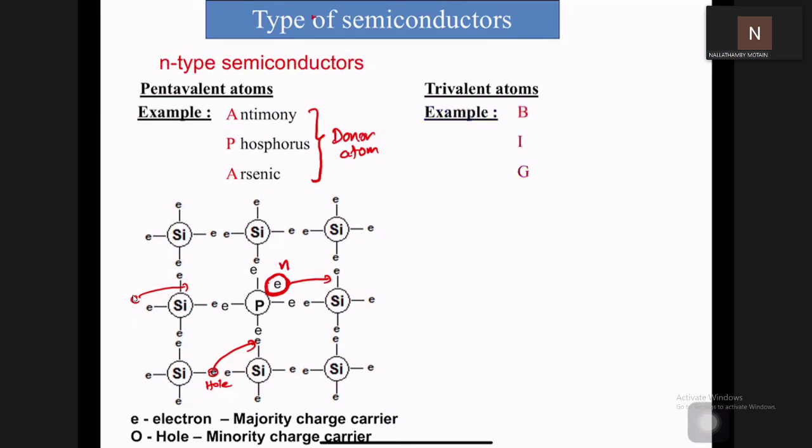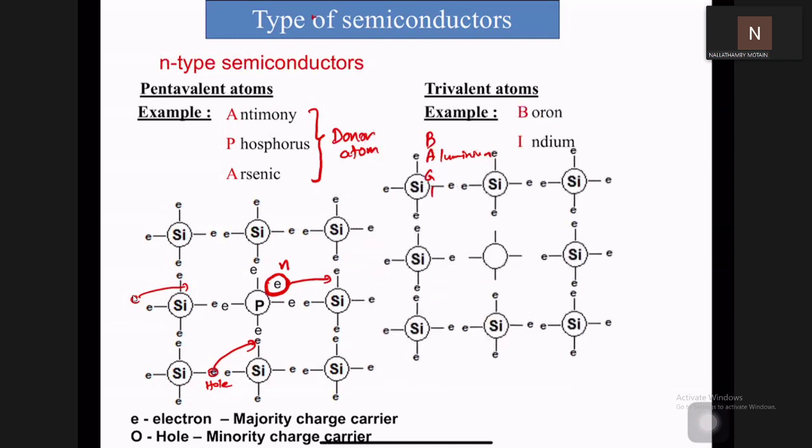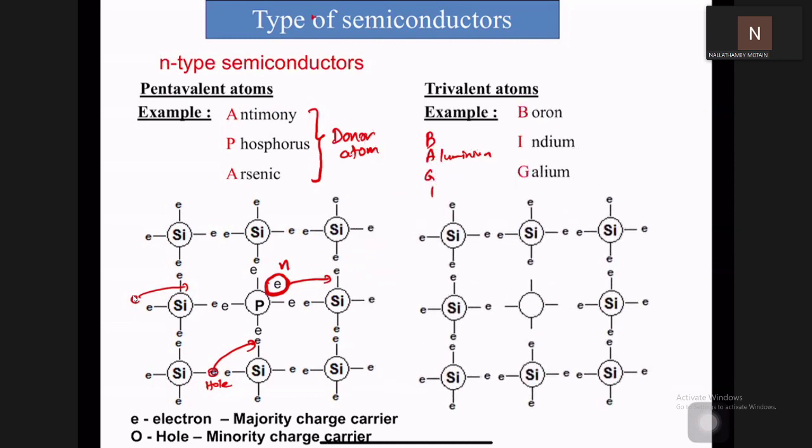Now if you add trivalent atoms into the pure semiconductor, examples, remember B-A-G-I, because we have aluminum, right? Aluminum, I think all of you know. So B for boron, indium, gallium. These are examples of trivalent atoms. Just add a small amount into the pure semiconductor. Diagram you need to know. They won't ask you to draw, but they can ask using a diagram.